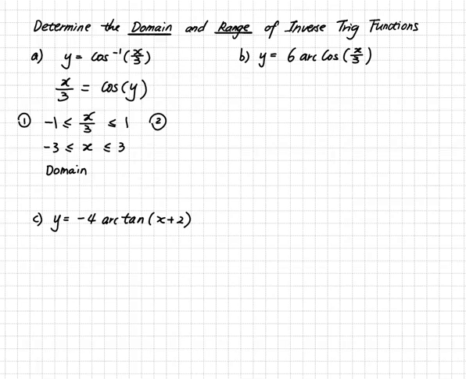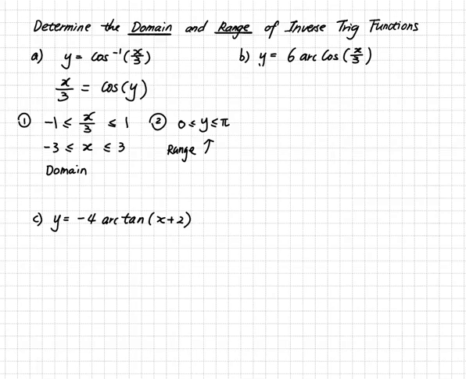Now let's have a look at the range. The range of the function refers to the angle of the cos function, and we just now mentioned that it's actually between pi and 0. So the range for this is between 0 and pi.